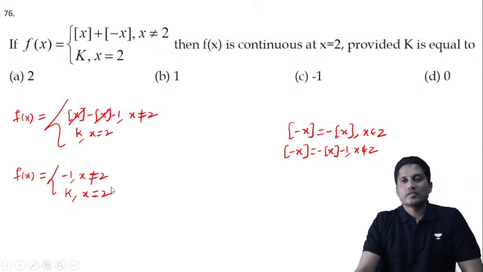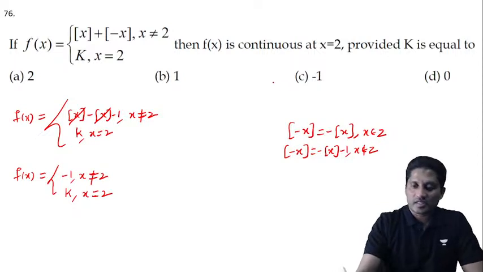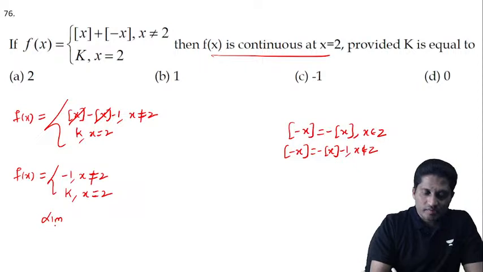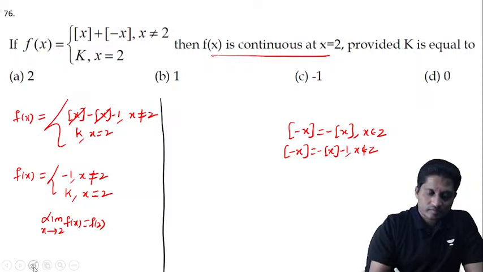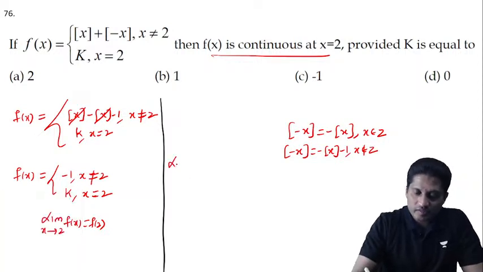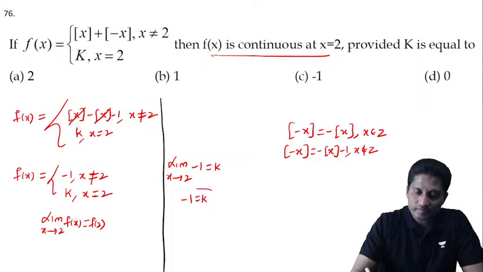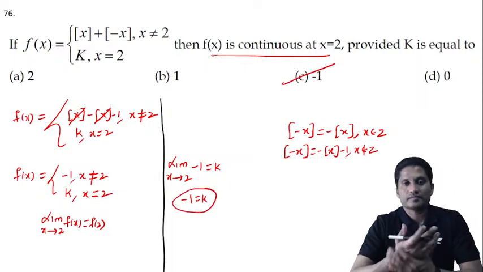This is the f(x). Right, now the function is continuous at 2, right? Function is continuous at 2 means limit x tending to 2 of f(x) is equal to f(2). So if I substitute here, limit x tending to 2, f(x) is equal to minus 1 and f(2) is equal to k. Limit x tends to 2 of minus 1 is minus 1 only, so minus 1 equals k. Answer is option C.